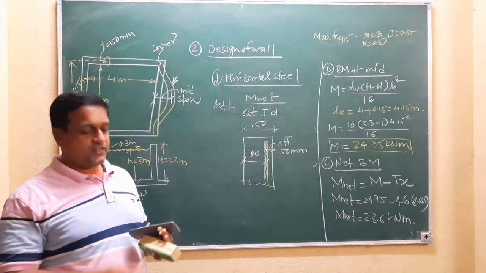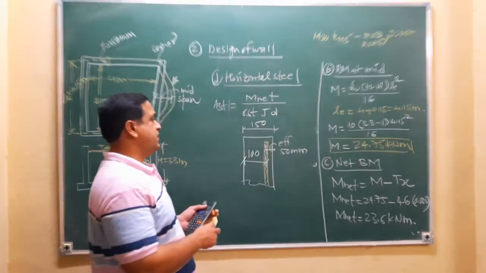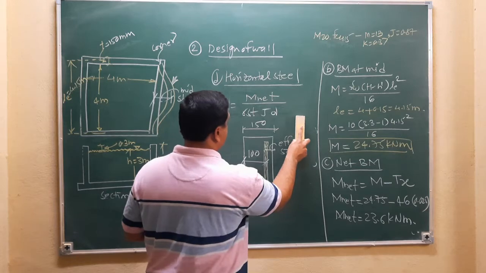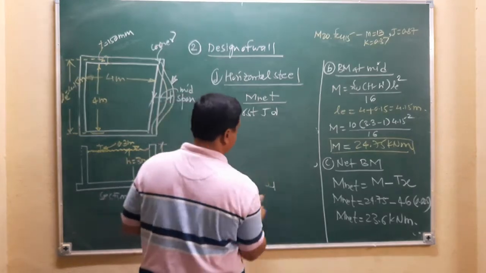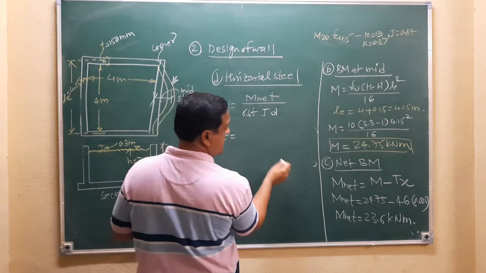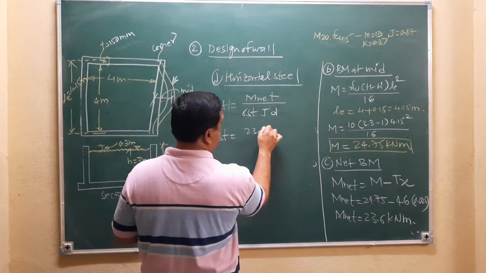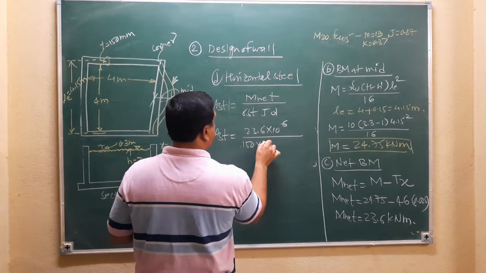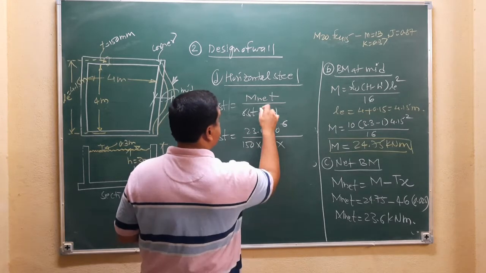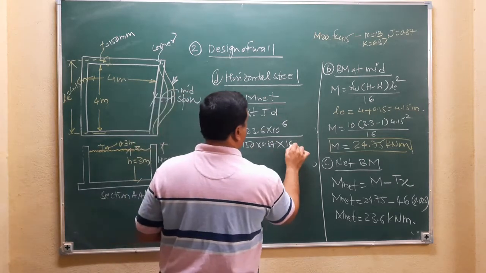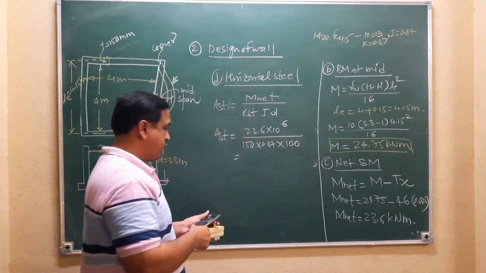You have to consider this, isn't it? So for that 100 mm you have to put here. Now how to find out the AST? AST is M unit is 23.6 into 10 raised to 6, sigma ST is 150, J is 0.87 and D is 150. Sorry, D is 100.